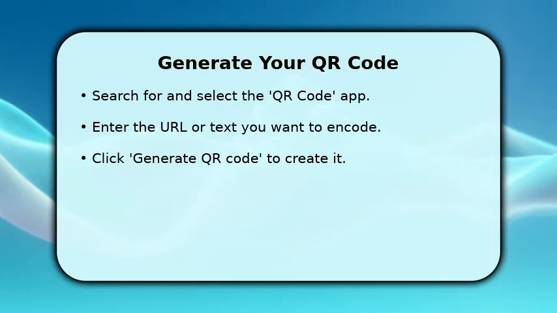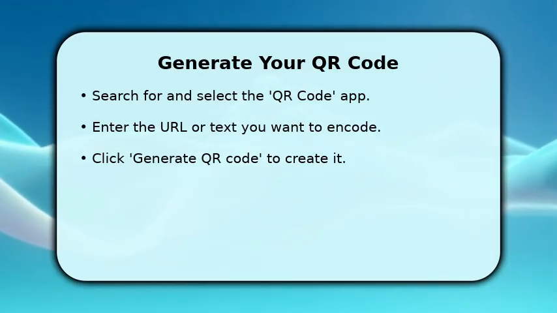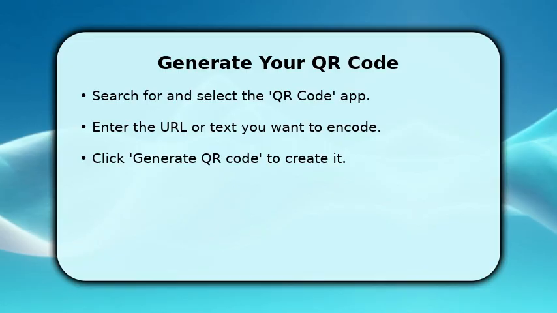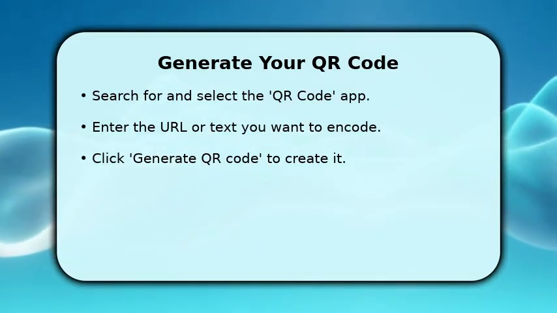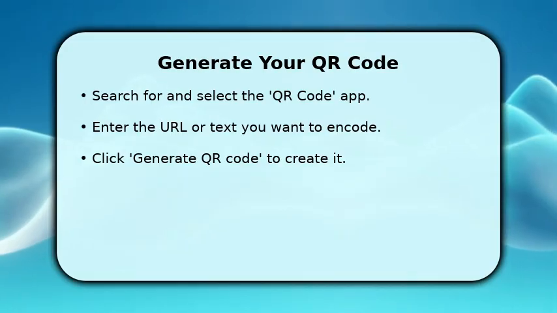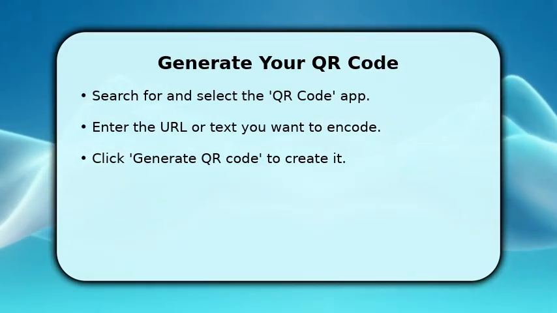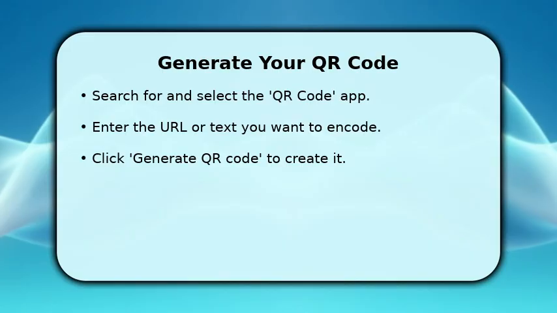You will then be prompted to input the specific URL or text that you wish to embed into your QR code. After entering your desired content, simply tap the Generate QR Code button. Canva will then instantly create your unique QR code for you.